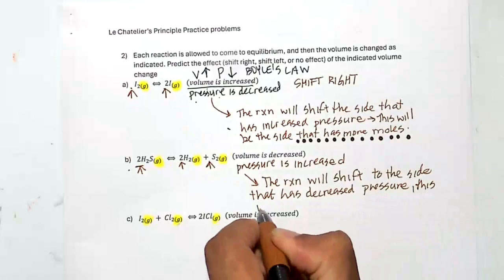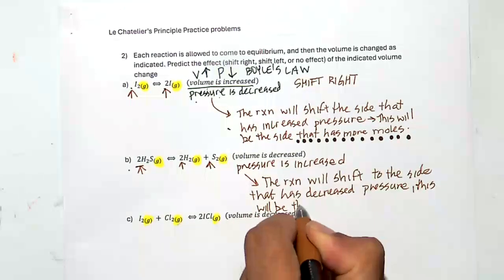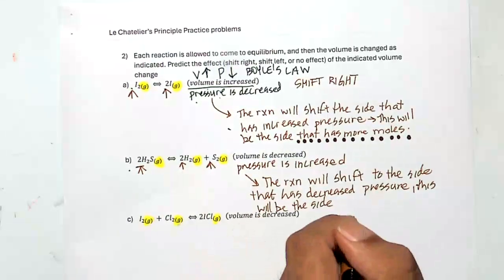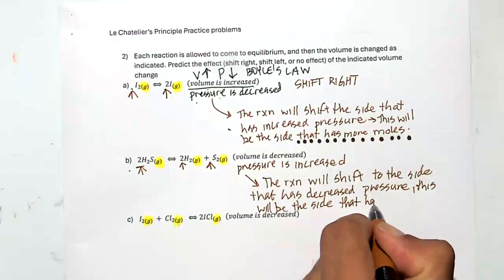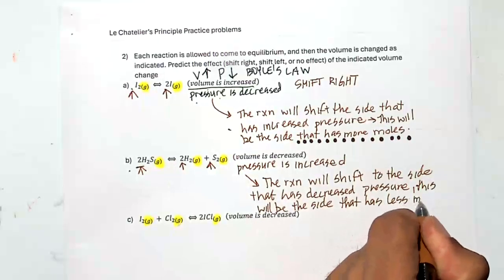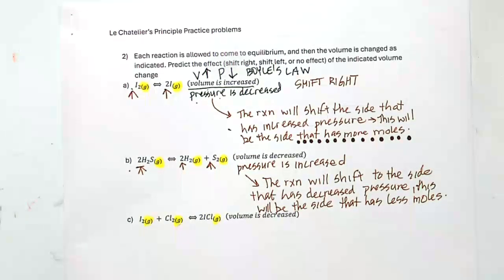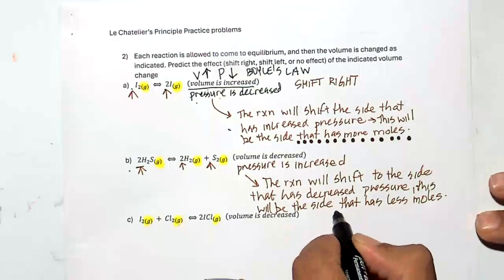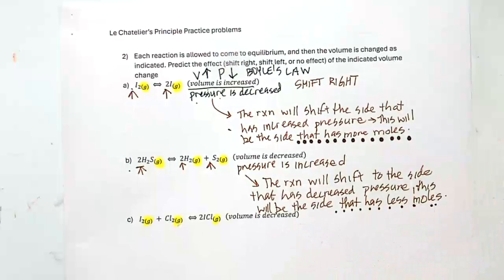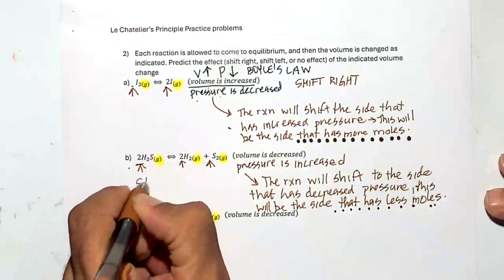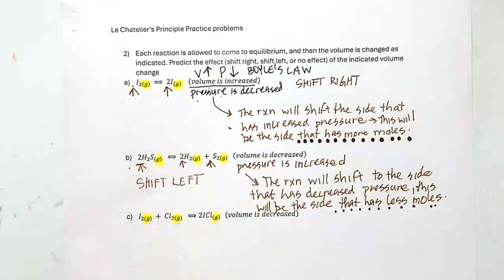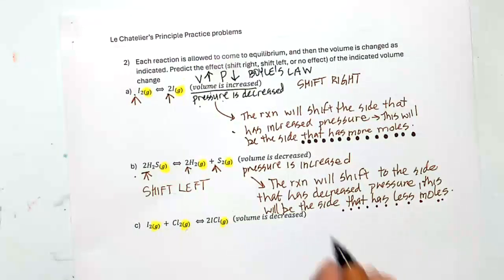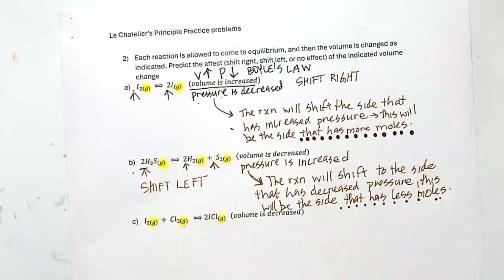So for C, right? Would not move, the same amount? Correct. And this would be shift to the left, right? Left has 2 moles, the right has 3 moles, it will shift to the left. Okay, these gas problems are tricky. It's very tricky.